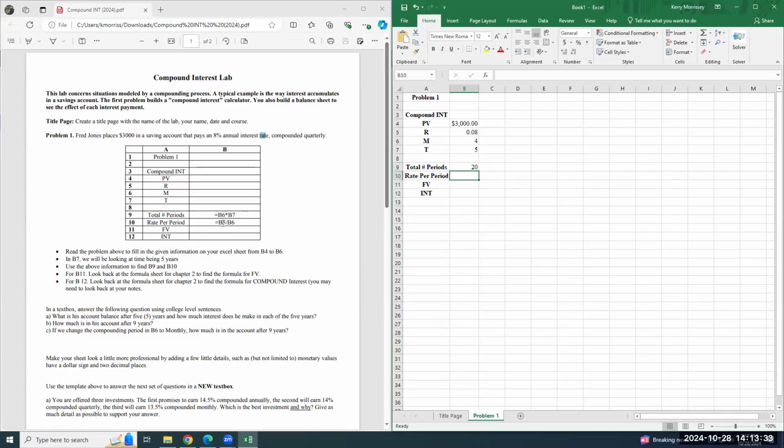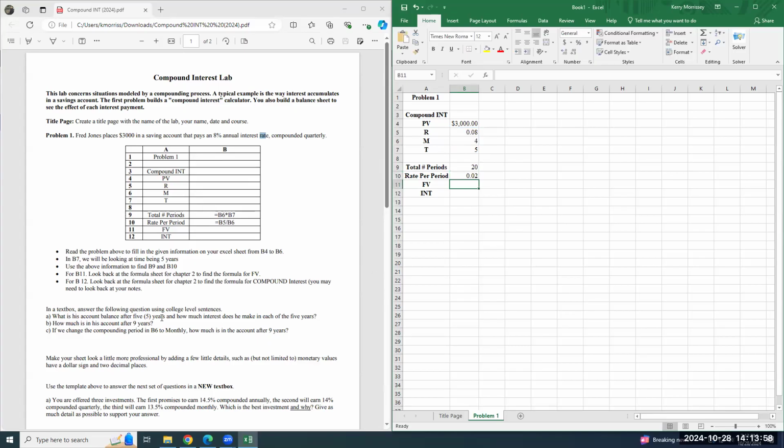Now your rate per period, they already give that to us. That is what we've called and labeled as I in your formula, that is when you have your rate divided by your compound period. So for us, we're going to hit equals, and we can write either B5 divided by B6, or we can do that by clicking on your values here. So your rate divided by your period.